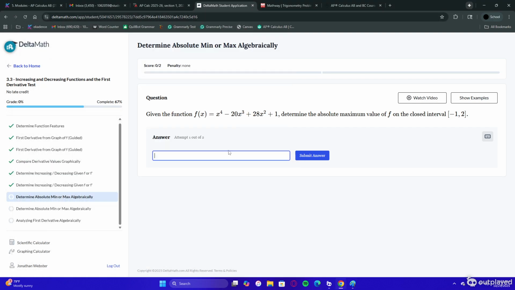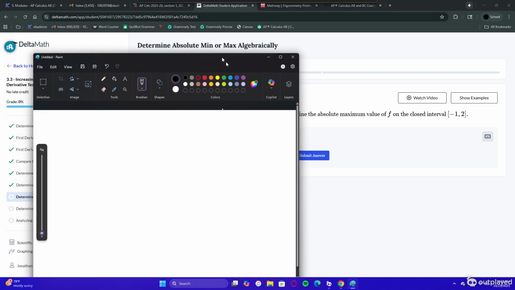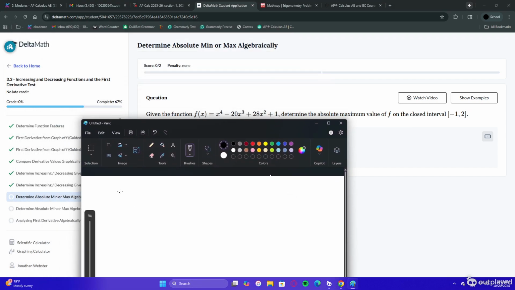Okay, now we're given a function on a closed interval, and we have to determine the absolute min or max. And for this one, we're given f of x, and we have to determine the absolute max of it. So f of x equals x to the fourth minus 20x to the third plus 28x squared plus 1.